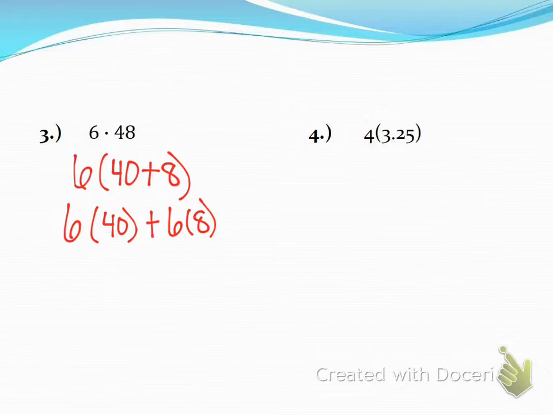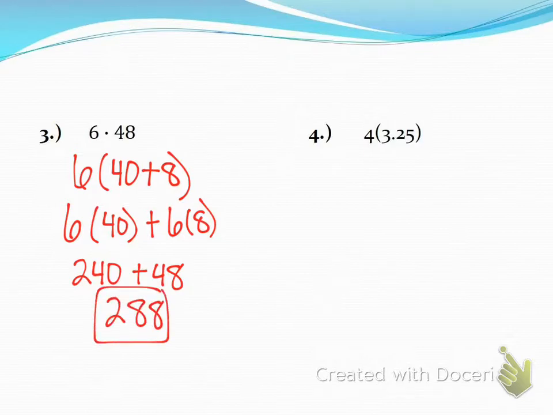So then we need to multiply 6 times 40. 240, and 6 times 8. And when we add them, 288. Questions, concerns?